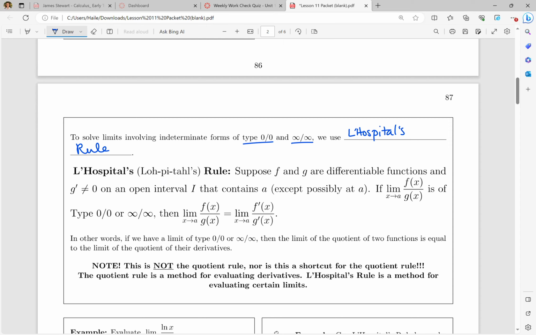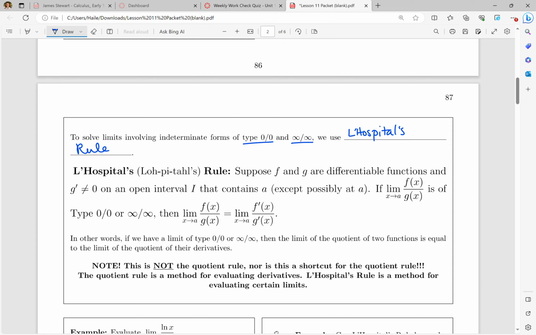Suppose f and g are differentiable functions, and that makes sense because if we want to use derivatives, we better have functions where the derivatives exist. And we want to say that the derivative of g is not 0 on an open interval I. All that's taking into account is that we're dealing with quotients. Now, here's the main part. If the limit, as x approaches a, of f of x over g of x is of type 0 over 0 or infinity over infinity, then the limit of the ratio of the two functions is equal to the limit of the ratio of their derivatives, or the quotient of their derivatives. Ratio and quotient, same thing.